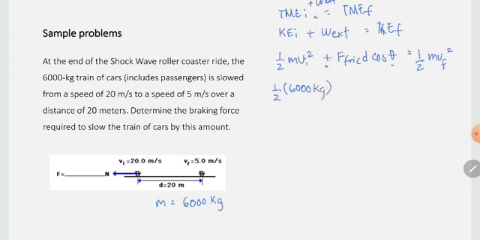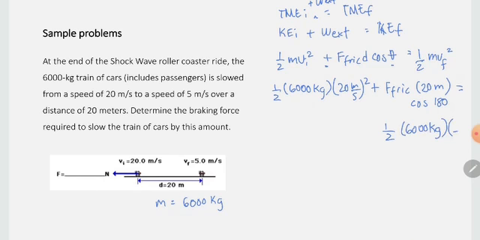6,000 kilogram, 20 meter per second squared plus, okay, we're looking for the braking force. Displacement is 20 meters. Cosine 180, that will be -1, equals 1/2. Of course, the mass doesn't change. 5 meter per second. Don't forget the square. Okay, now that's a lot.